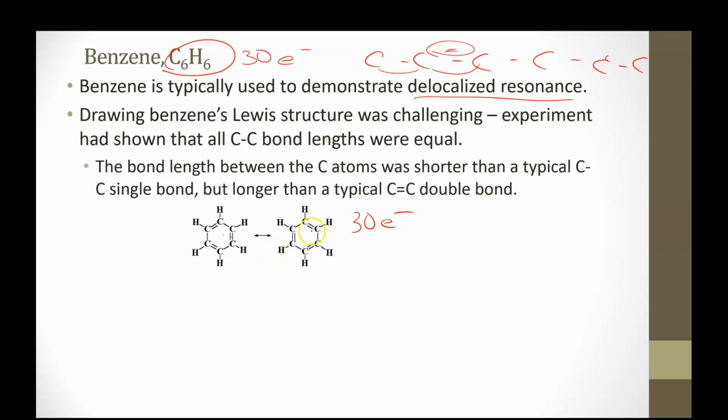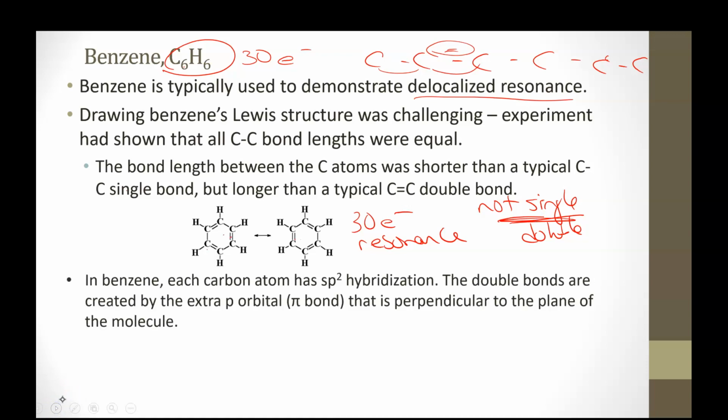Everything has 8, and it has alternating double bonds, so they exist in resonance. So it's not a single bond, and it's not a double bond. It's somewhere in between, based on the fact that the bond lengths that they measure are all identical. And so what they said with regards to benzene and anything that has resonance is that all those carbon atoms are sp2 hybridized, and the double bonds in each molecule are not trapped here.